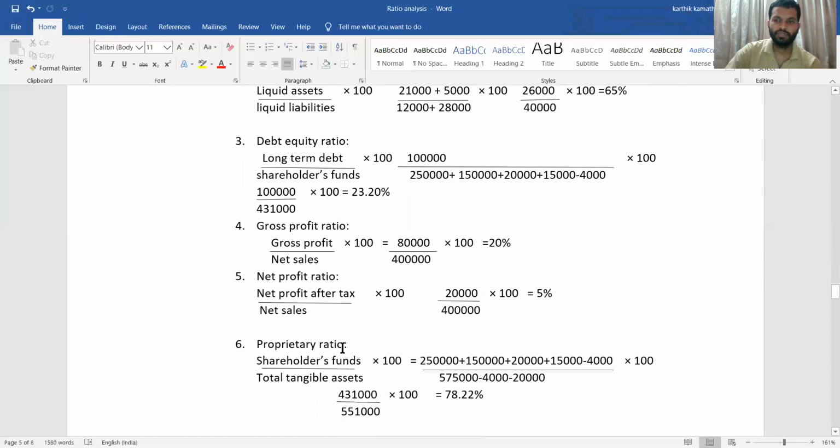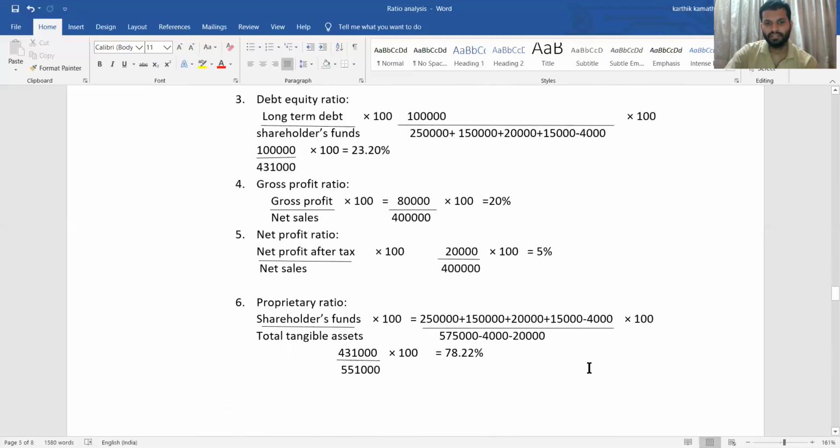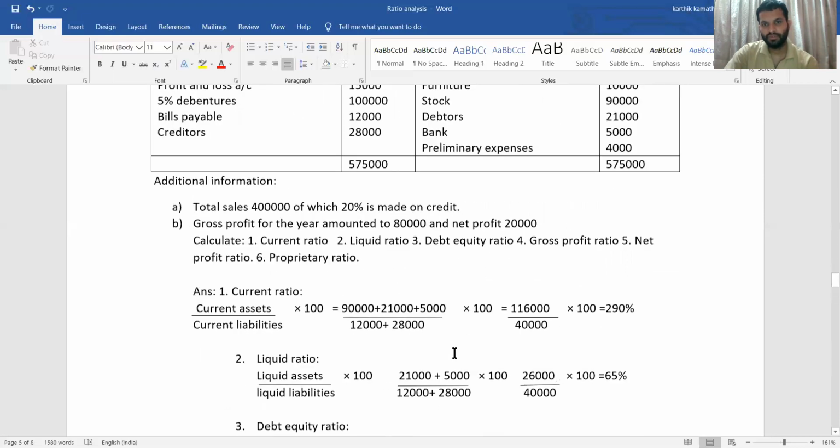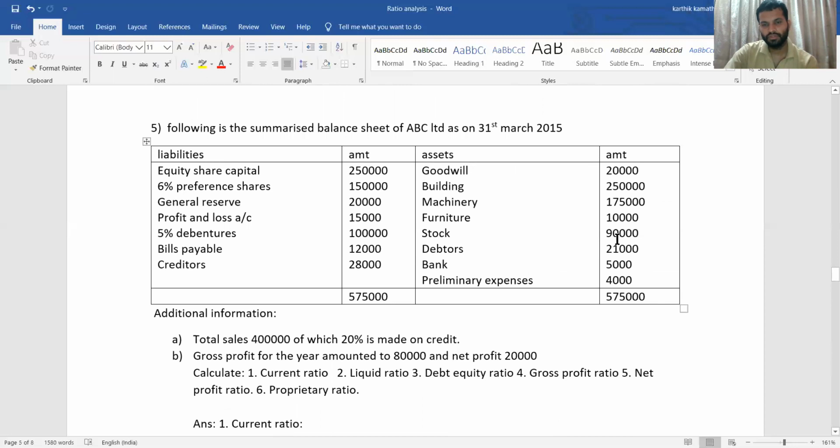Proprietary ratio is equal to shareholders fund divided by total tangible assets into 100. So here shareholders fund we have already calculated in the third formula, that is debt equity ratio, and that shareholders fund is the same thing: 2,50,000 equity share plus preference share plus reserve plus profit and loss account minus fictitious asset. Fictitious asset, if any, that is preliminary expenses, divided by total tangible asset. Total tangible asset, once you see the asset side information, is everything they have given in the asset side.